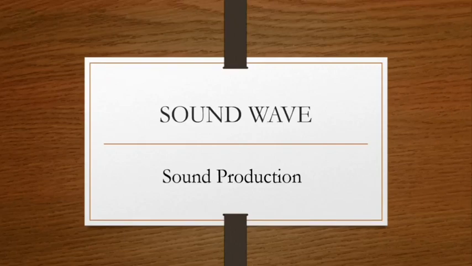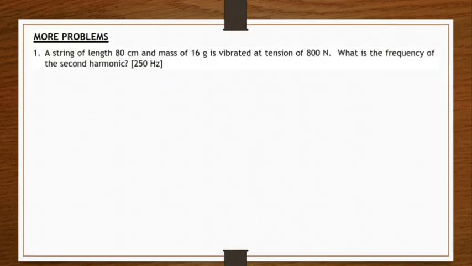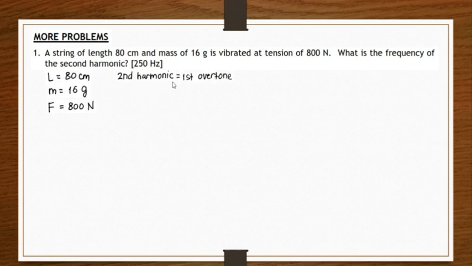In this lesson today, I will discuss your homework about the problems about sound production. Number one, the more problems questions. A string of length 80 centimeters and mass of 16 grams is vibrated at tension of 800 newtons. What is the frequency of the second harmonic? The second harmonic note is equal to the first overtone.